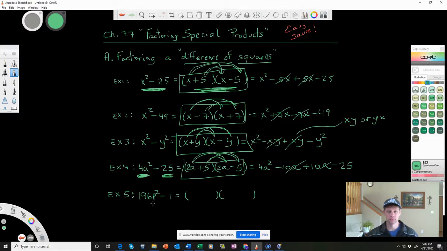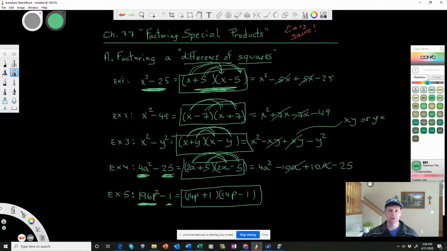You should have had this. Well, what times itself gives you 196p squared? Well, that would be 14p times 14p. And what times what gives you 1? Oh, that'd be 1 and 1, but it needs to be negative 1, so one's positive and one's negative. And there's your answer. I'm not going to check this one, but you know the pattern. You could check it and it would work.